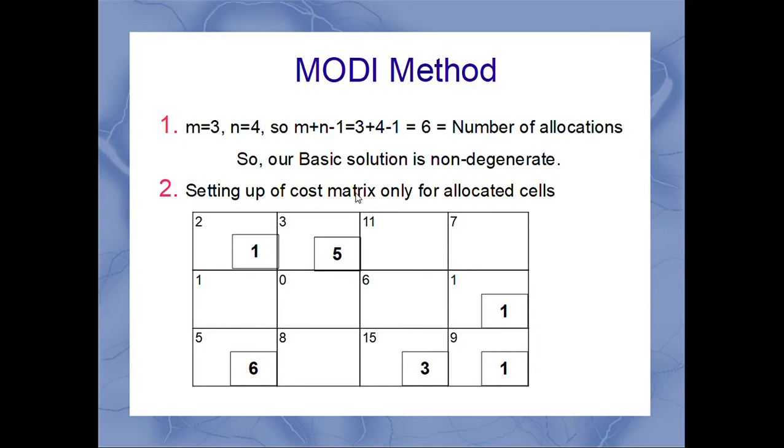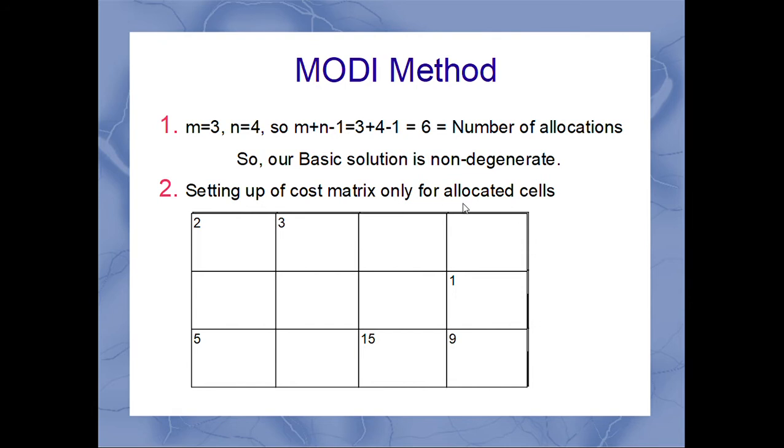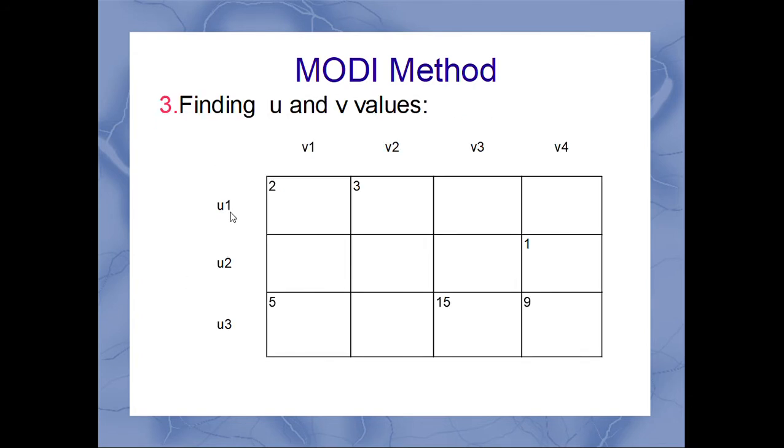Step 2 is setting up the cost matrix only for allocated cells. We have allocations for these cells, so we are forming the cost matrix with cost values only for the allocated cells. This is step 2. And what is step 3? Putting values u1, u2, u3 against rows and v1, v2, v3, v4 against columns. We have taken v1 for column 1, v2 for column 2, v3 for column 3 and v4 for column 4. Likewise, for rows we have taken u1, u2, u3.